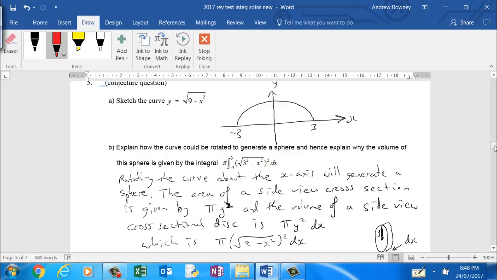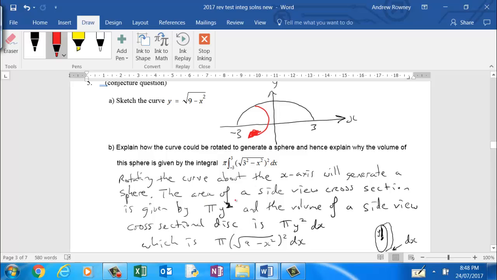Now a conjecture question. Let's just sketch a curve of that one. You can put that in the graphics calculator and you'll get this function here. Explain how the curve could be rotated and generate a sphere, and explain why the volume of the sphere is given by this integral. So rotating about the x-axis, if we rotate it around, we'll generate a sphere.